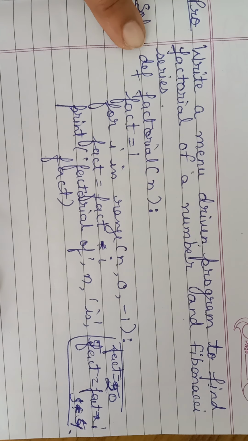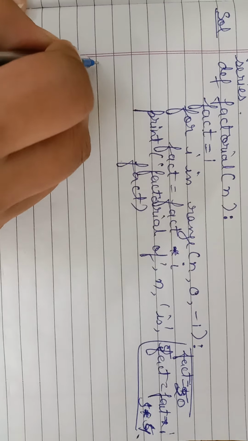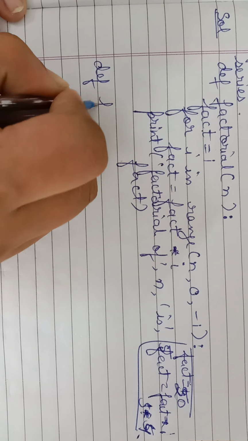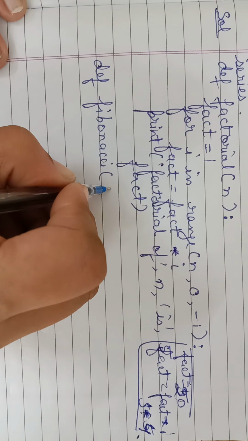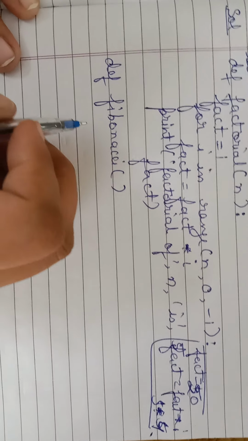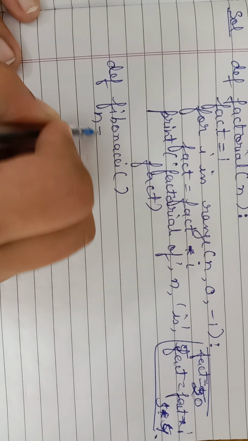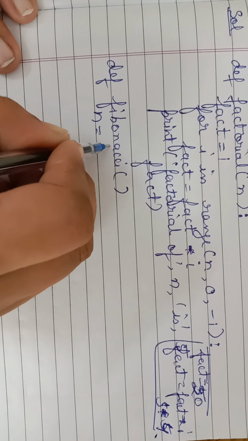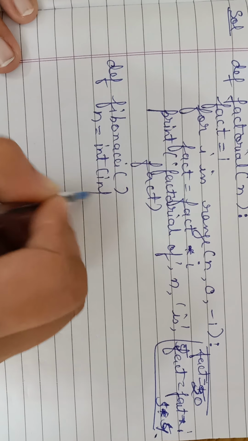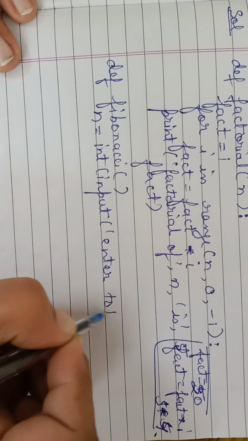In this way we are going to write the definition for the factorial function. Now we are going to define the Fibonacci function for generating the Fibonacci series. Okay, children. In this, firstly we are going to ask the number of terms up to which the user wants to generate the Fibonacci series. N is equal to integer input, enter total terms.